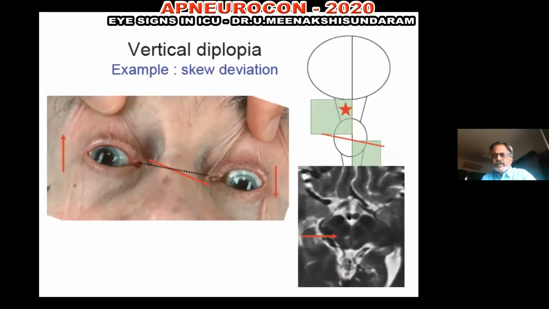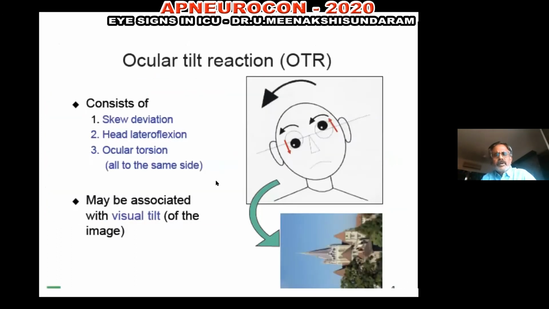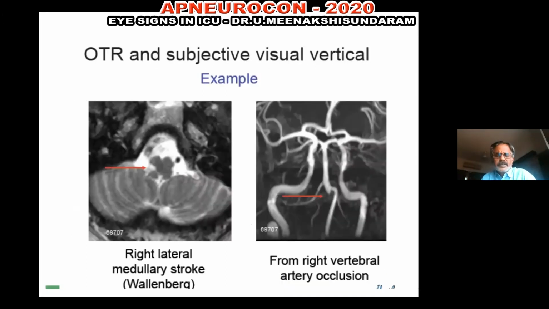For example, look at this patient with a midbrain lesion on the right side. You can see that this eye is up, and that's what we're talking about. The lesion in this patient is here. Ocular tilt reaction consists of skew deviation, which is the non-paralytic deviation we talked about, head lateroflexion, and ocular torsion, which all occur to the same side. This is characterized by some visual tilt. The patient will tell us that they see everything tilted, and that visual tilt should make you think about ocular tilt reaction.